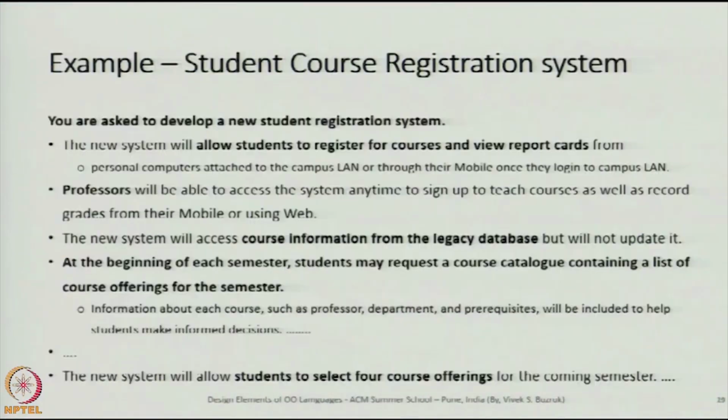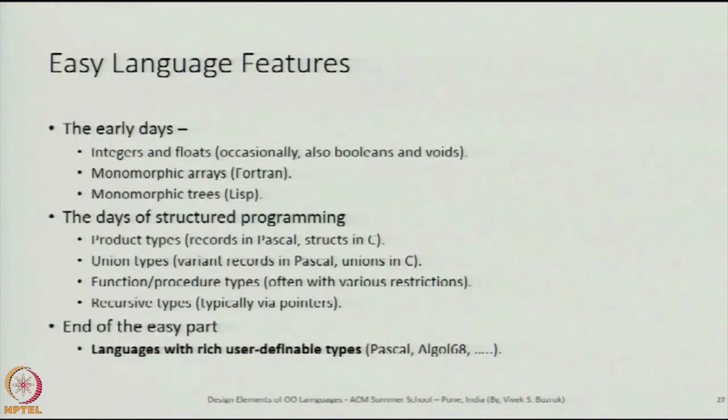Now, let me go back again here. Okay. So, in earlier languages, lots of features were introduced, like integer, float, monomorphic arrays, monomorphic trees. Lisp actually is a language where everything is a tree kind of thing, car and cdr. Obviously you can say head and tail. Okay, you look at it that way. Then other things were introduced, the product types, records in Pascal.